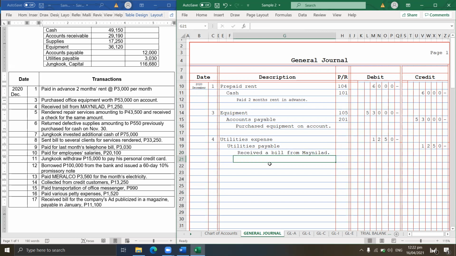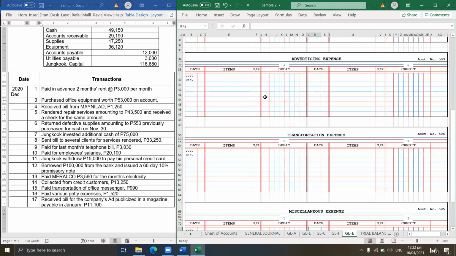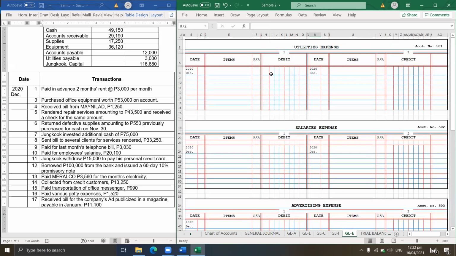Okay? So after that, you need to post it. So first, utilities expense on the debit side. Okay, so utilities expense natin, debit side. Okay, so that's December 4. Walang ilalagay sa items. We are still in GJ number 1. And then that's 1,250.